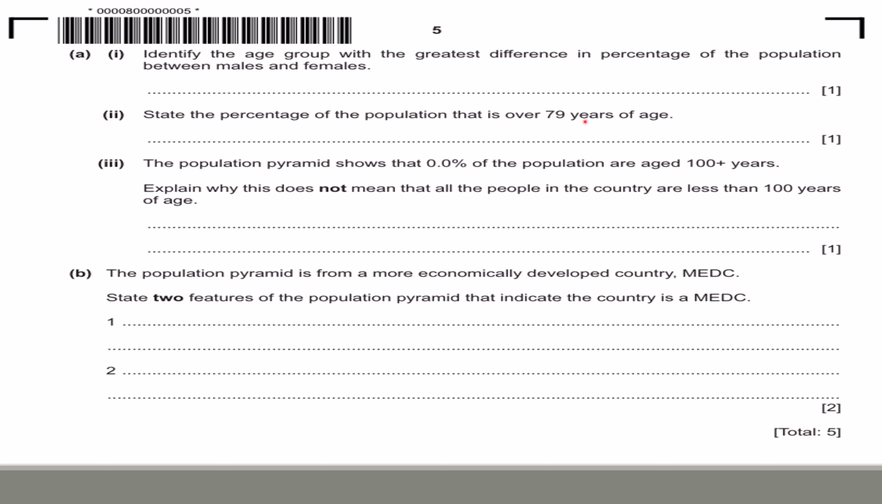Don't just look at the longest bars, look at the asymmetry. Because in many MEDCs, meaning more economically developed countries, you will notice that in older age groups like 80 to 84, the female bar is often significantly longer than the male bar due to higher female life expectancies. Moving to question A, part 2: state the percentage of the population that is over 79 years of age. This question also carries 1 mark.